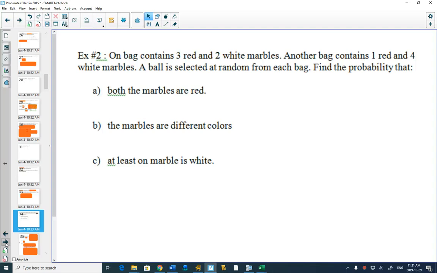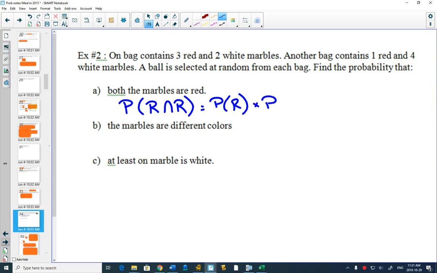I'm going to check how you did. Notation-wise, we want to find the probability of red and red. In this case, we would have a product rule. Drawing out of one bag doesn't affect drawing out of the other bag, so these events are independent. So it would equal just the probability of the red one times the probability of the red one. In the first bag, the probability of the red one is 3 out of 5. In the second bag, it's 1 out of 5, giving us a total probability of 3 out of 25.